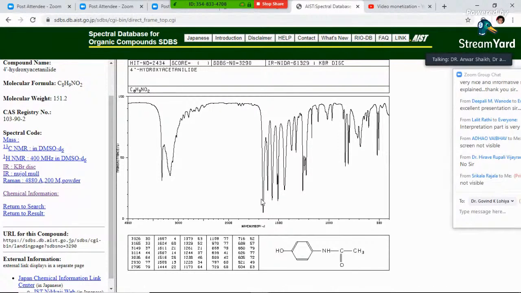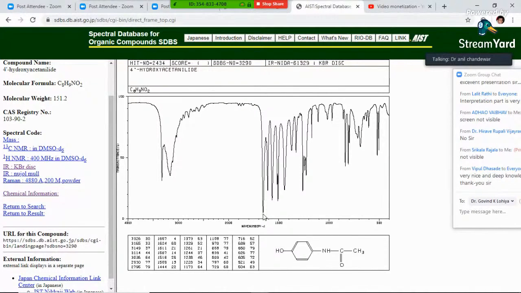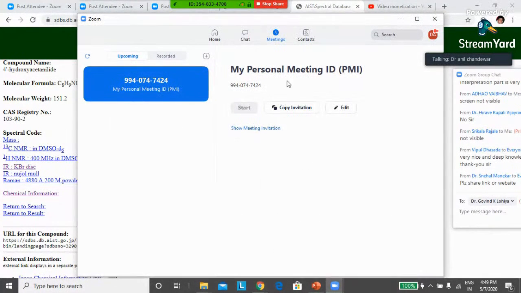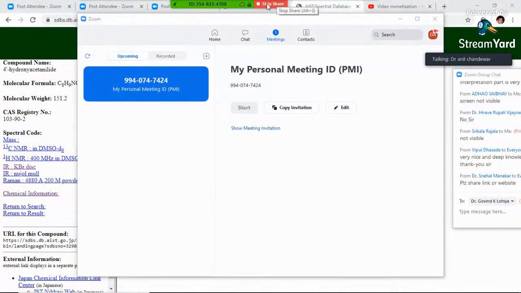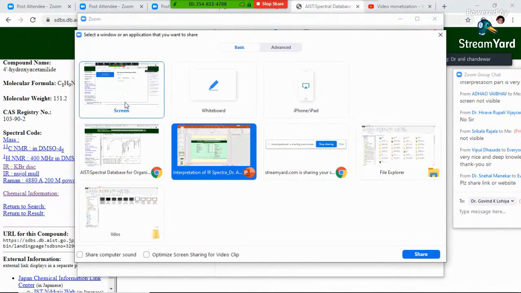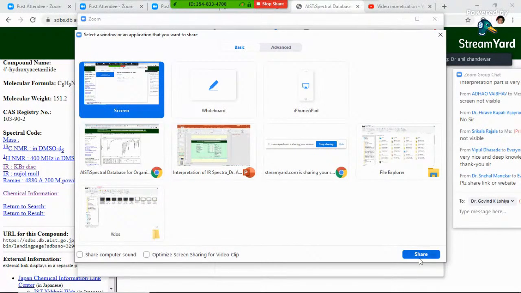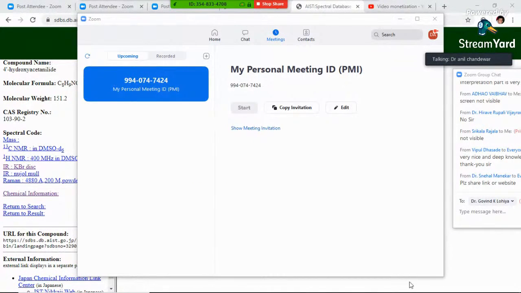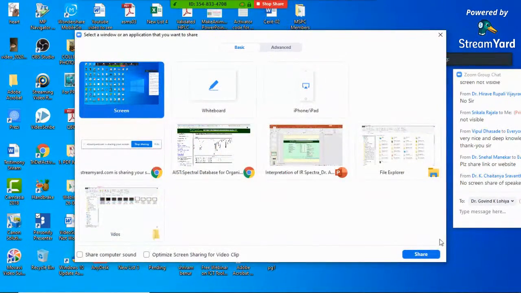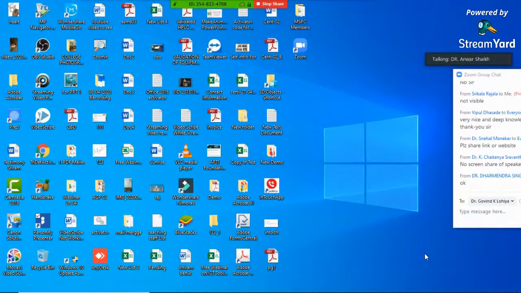You can see the... No screen. Yeah, the screen is not there. Oh, wait. I think screen sharing. Okay, can you see the screen now? Yes. Okay. Can you see the desktop, all of you? Yes. Okay.